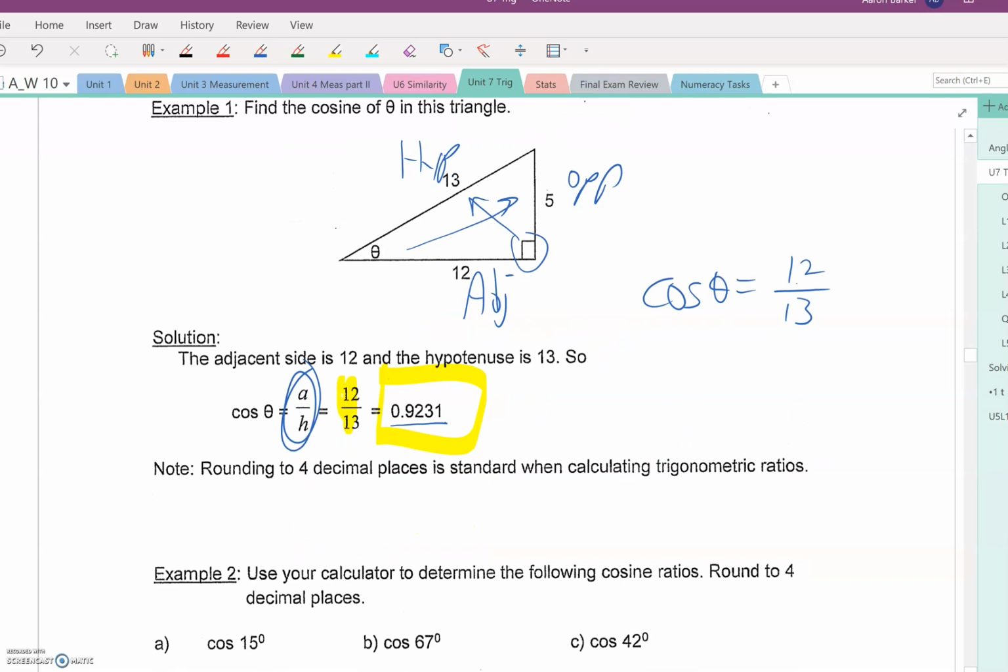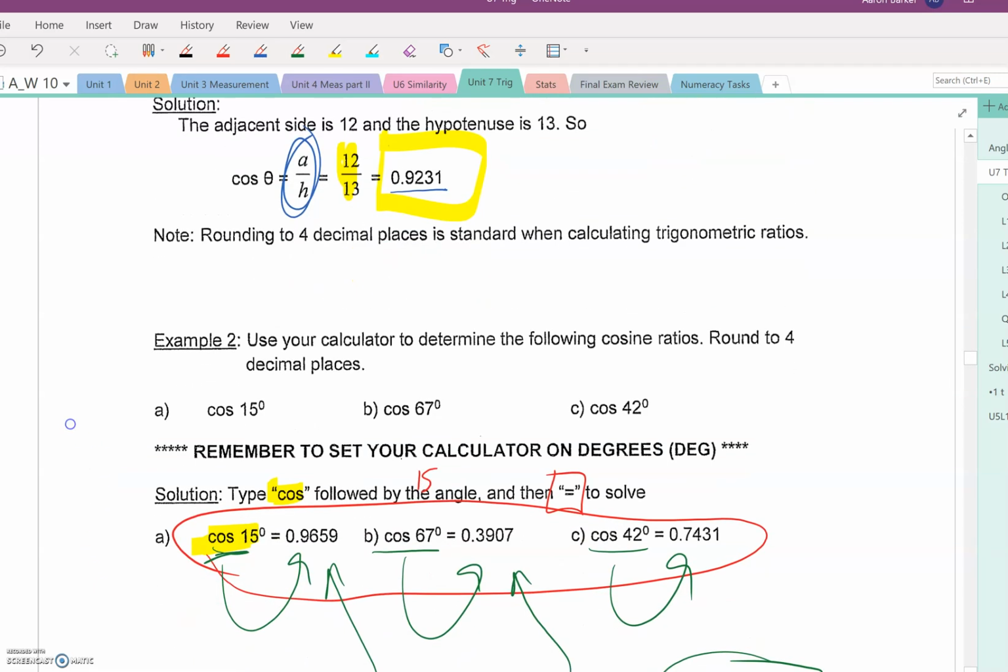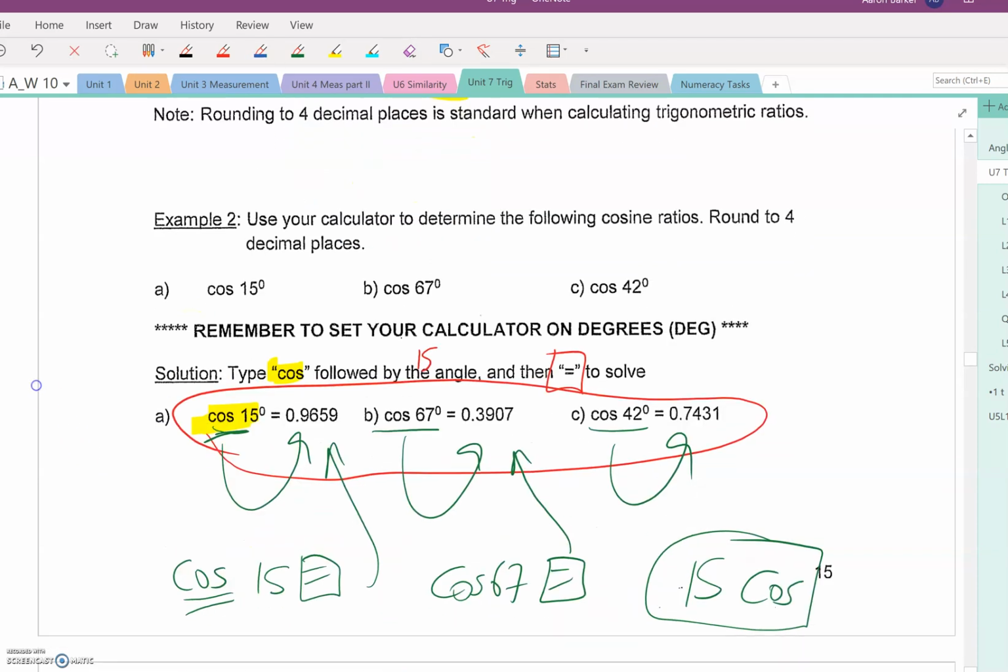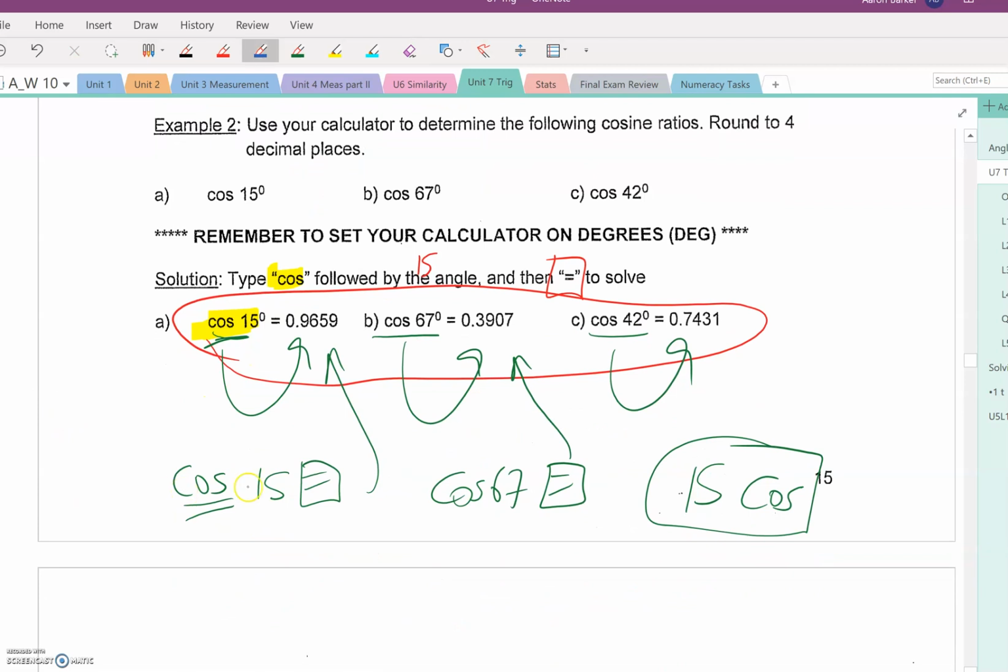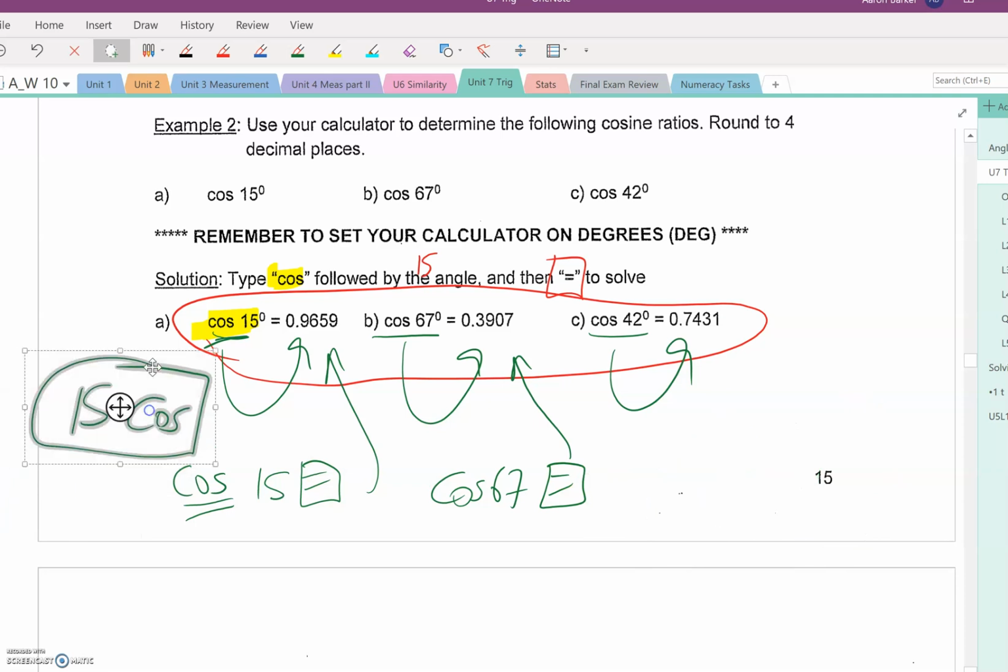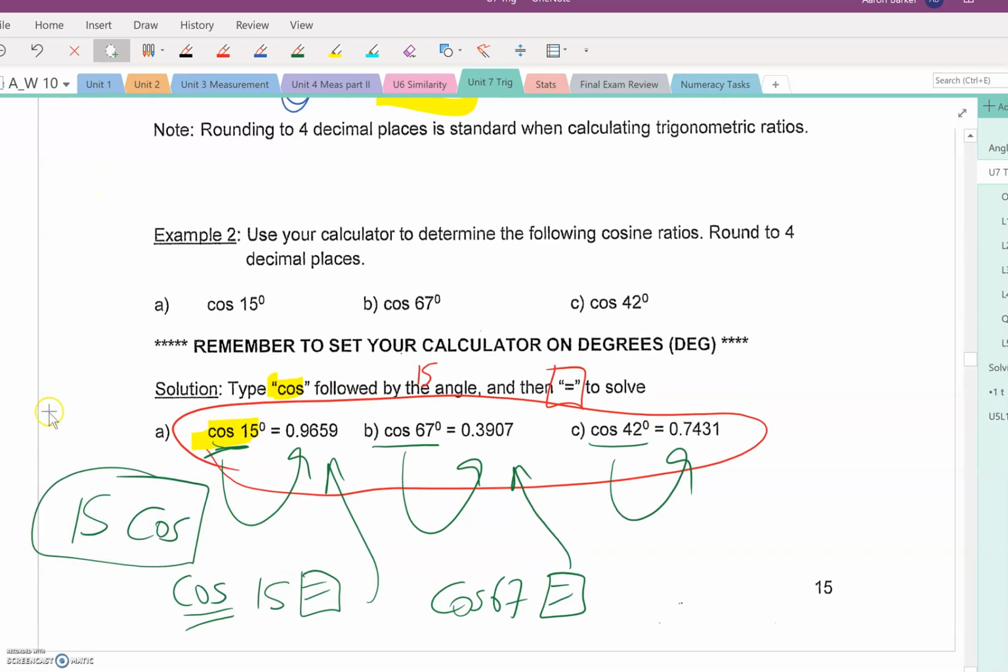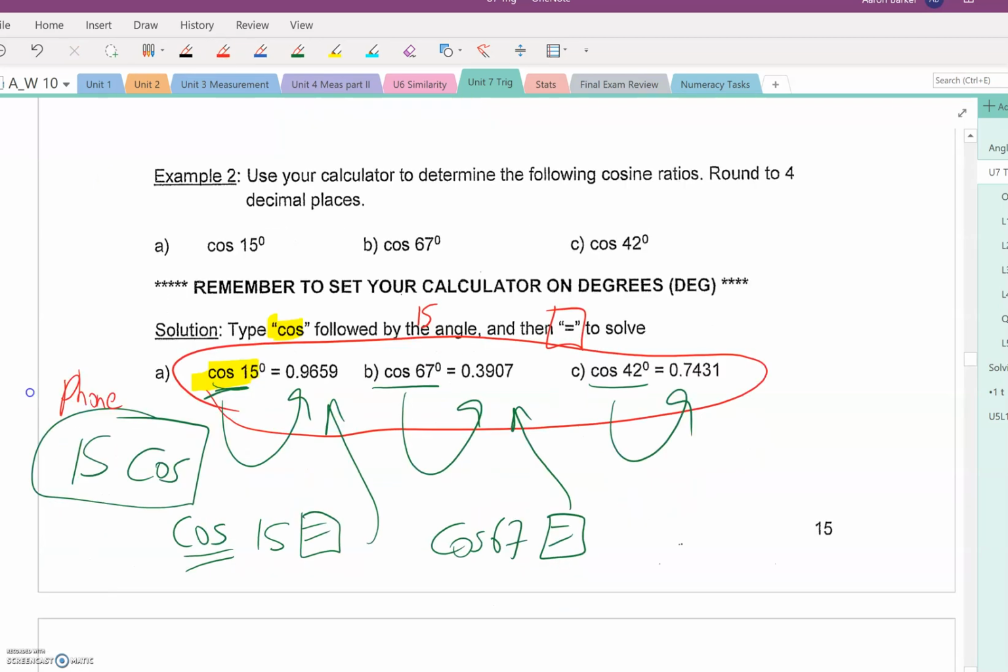There you go. Now, if you're given the angle and you want to find your ratio, then you just type it in like we did up above. You can either do cos 15 equals, or you can do 15 cos equals. So you have to figure out which kind of calculator you have. If you're using your phone, this is what you would use. It's an old school type of calculator.